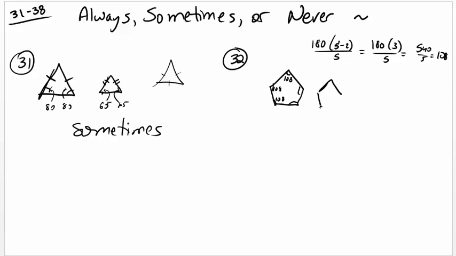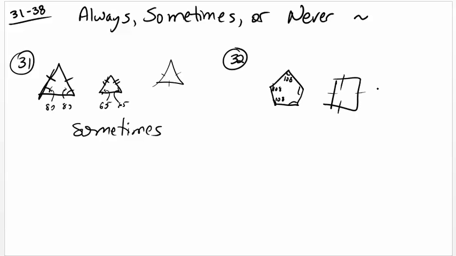Now, if I had another regular pentagon, those are all 108. And because all those angles are the same in the bigger pentagon as the smaller one, they're going to be similar. But it didn't say it had to be a pentagon. It just said a regular polygon. Well, I could draw a different regular polygon. I could draw a regular quadrilateral. That would be a square. Those are not similar. So again, this is a sometimes. See if you can make it true. See if you can make it not true.